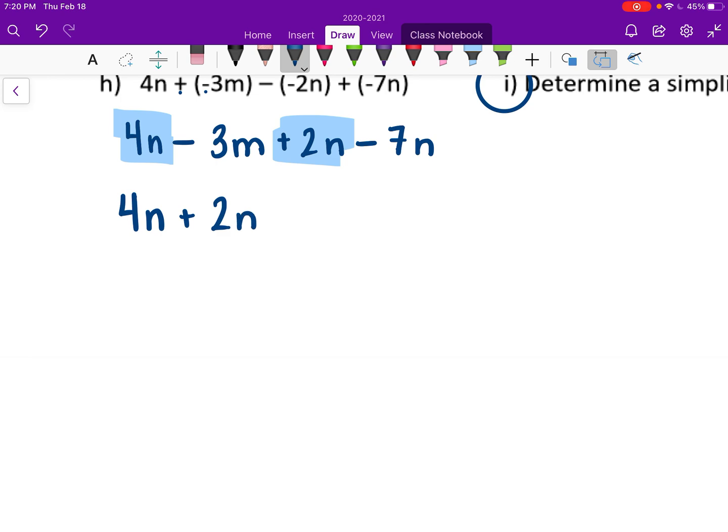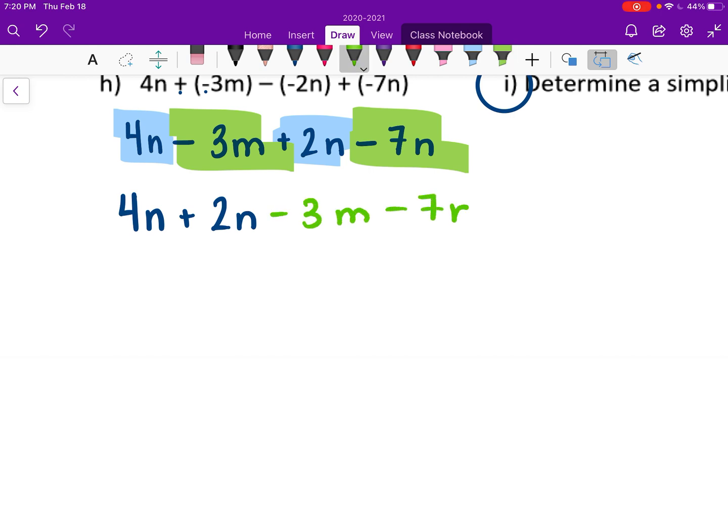And then you have our m's. You have negative 3 and negative 7. So I'm just going to put that in. Negative 3m, negative 7n. Right? And now let's just start adding and subtracting these. So 4n plus 2n, 4 plus 2 is 6, and the n stays the same.